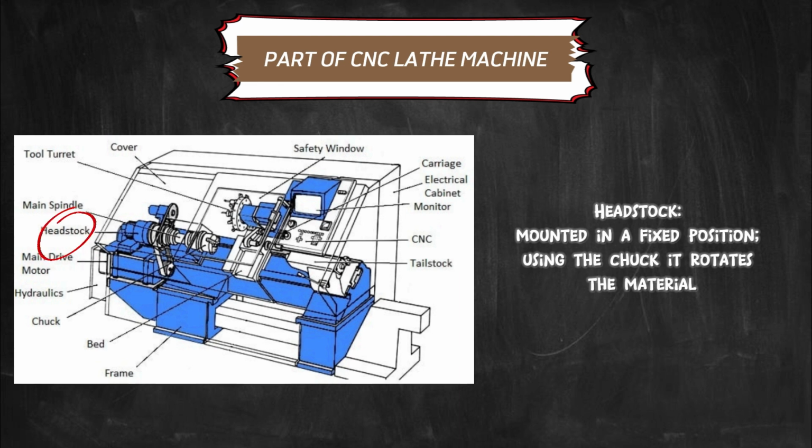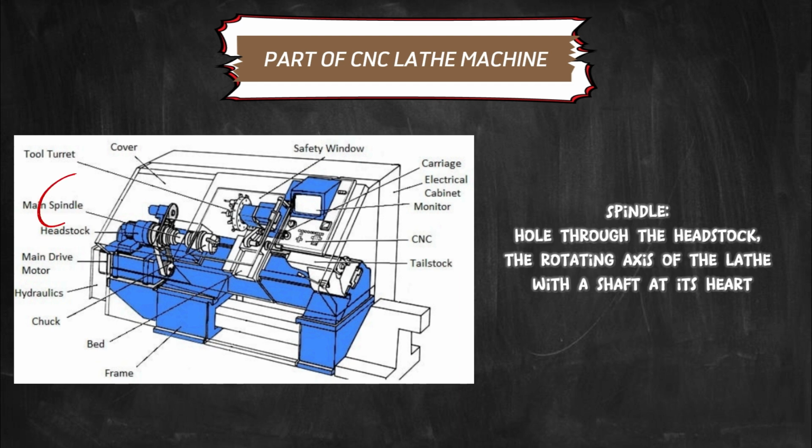Number 5, we have the headstock. Headstock is mounted in a fixed position. Using the chuck, it rotates the material. Number 6, we have the spindle. Spindle is a hole through the headstock, the rotating axis of the lathe with a shaft at its heart.